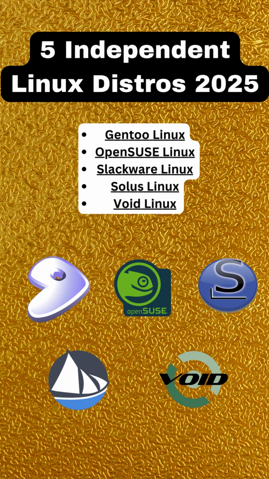Slackware Linux, one of the oldest distributions, continues to thrive in 2025. Known for its simplicity and stability, Slackware offers a no-frills approach that appeals to users who appreciate a straightforward system without unnecessary bloat. Its commitment to traditional Unix principles ensures that it remains a favorite among purists.